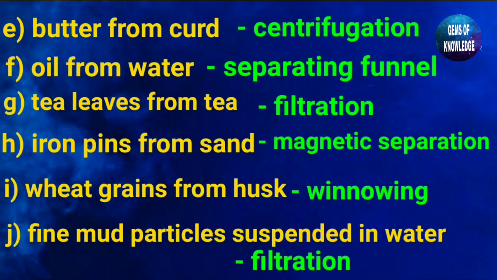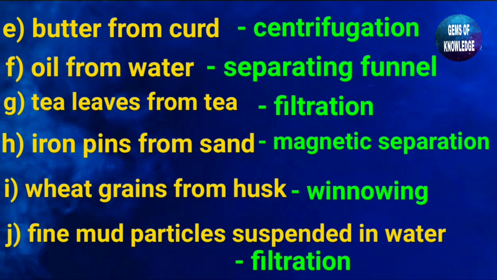Okay, you can see the next one here, the butter from curd. How can you remove the butter from curd? By the process of centrifugation. I told you about the machine: when the curd is kept in the machine, you can take out the butter from that curd by using this technique. Then oil from water. Oil from water is removed by the technique called a separating funnel.